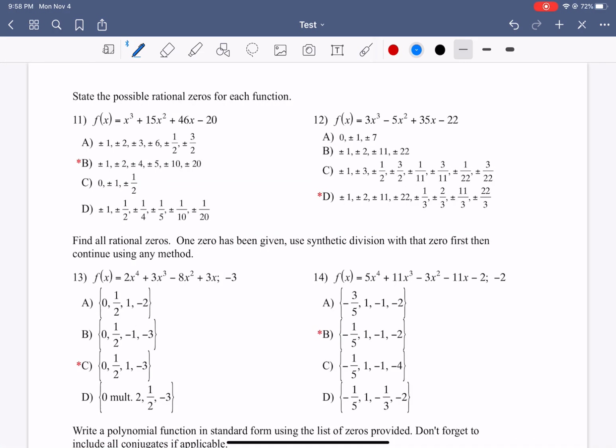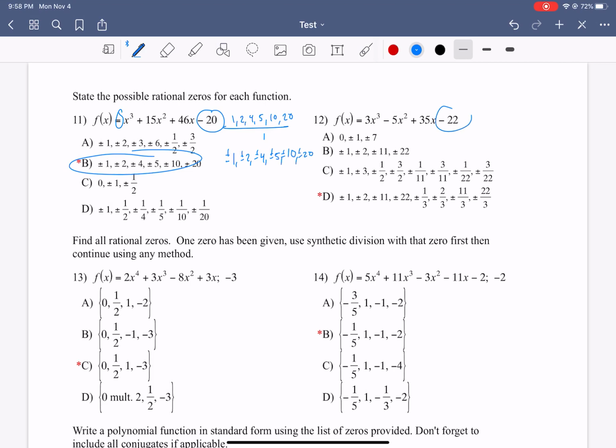Next one, number 11 and 12. We have to use our rational root theorem, which again is take the last term, find all of its factors, and then divide it by all the factors of the first term, which is just 1. So that way we just get plus or minus 1, plus or minus 2, plus or minus 4, plus or minus 5, plus or minus 10, plus or minus 20. So that's how we get B.